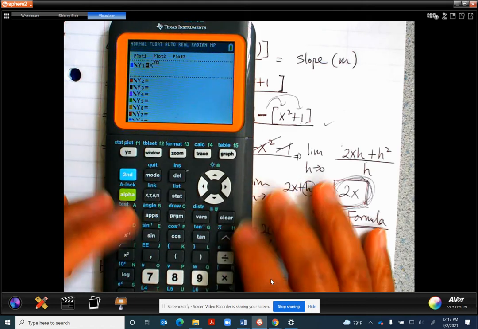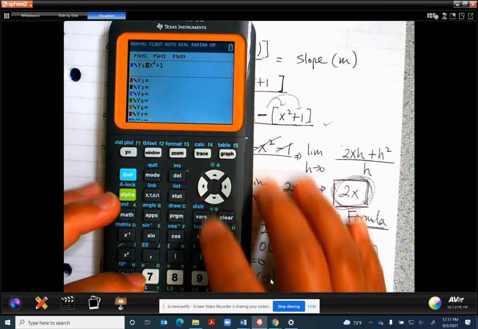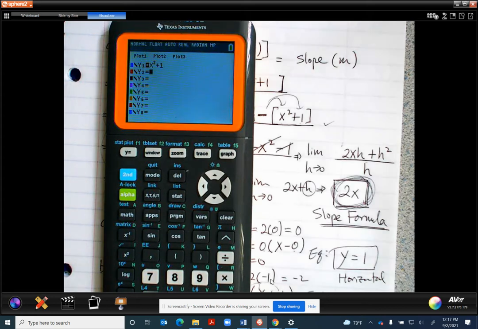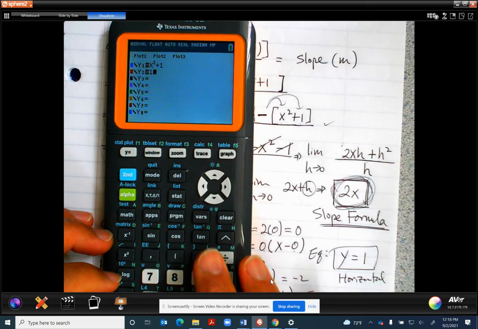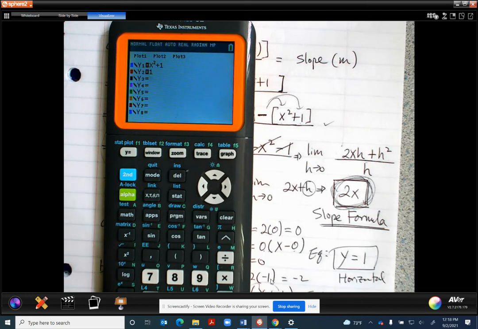X squared plus 1. Okay, what was our first tangent line? Y is equal to 1. What was our second tangent line? Y is equal to negative 2x. You see it? Go ahead and graph. Boom. And boom. There it is. We have two tangent lines at the location that they're asking you to find.